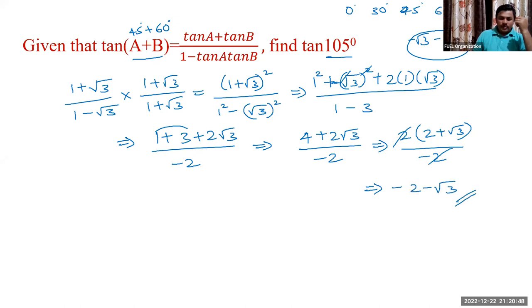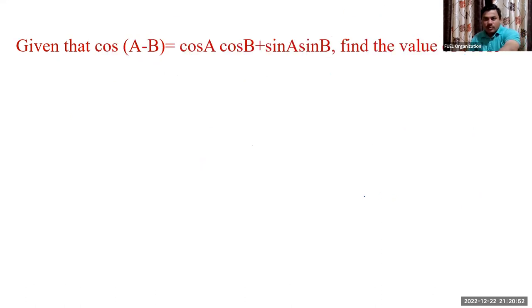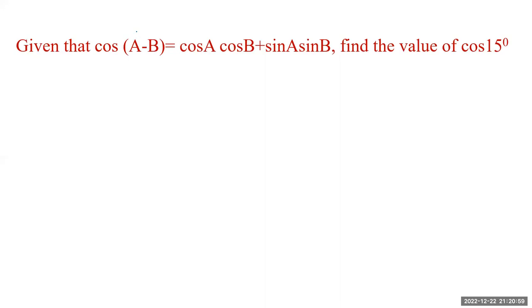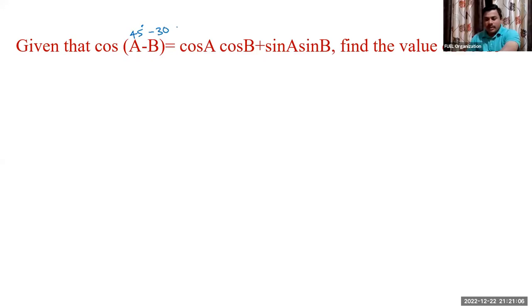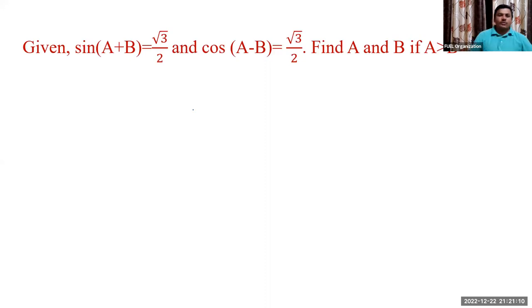Okay. Done. Very good, Chalo. Very good. Next question. Fast. So this one you can just tell me, you can do later. Yes, sir. 45 minus 30. 45 and 30. Very good. 45 degree minus 30 degree. Yes? Chalo. This one. Fast. Do it now. Quick.